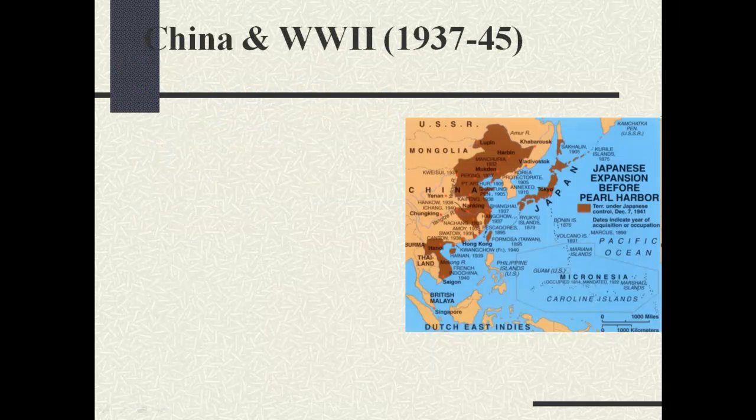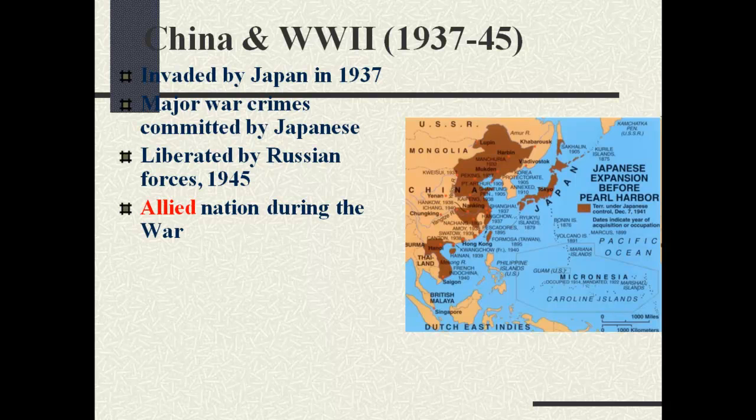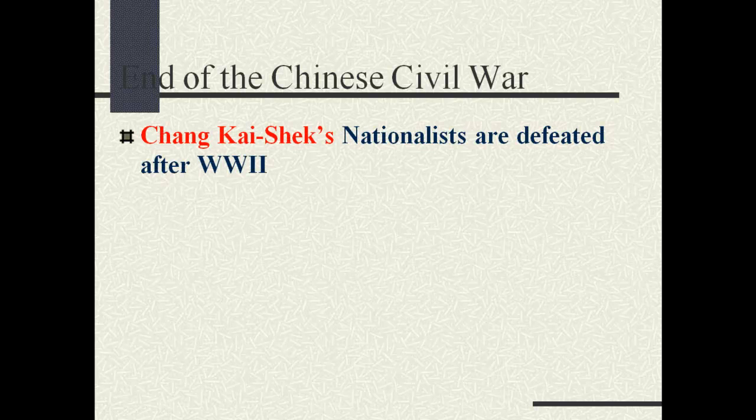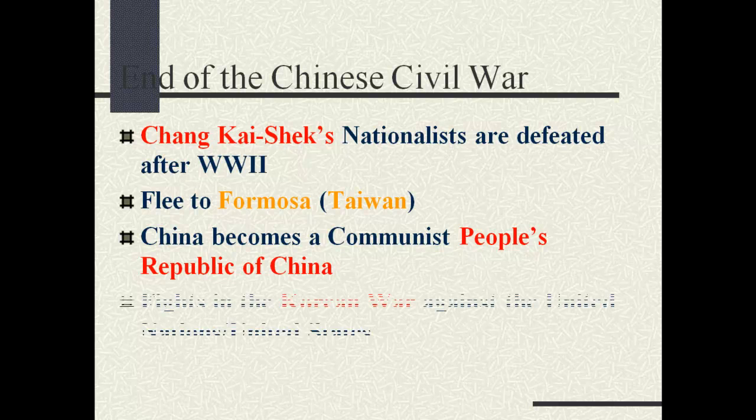Okay, China and World War II. China was invaded by Japan in 1937. There were major war crimes committed by the Japanese, especially a significant event called the Rape of Nanking. They're eventually liberated by the Russian forces in 1945, which were an Allied nation during the war, a member of the United Nations Security Council. Now, you have the end of the Chinese Civil War. Chiang Kai-shek's nationalists are defeated after World War II. They flee to Formosa, Taiwan, and China becomes the Communist People's Republic of China.